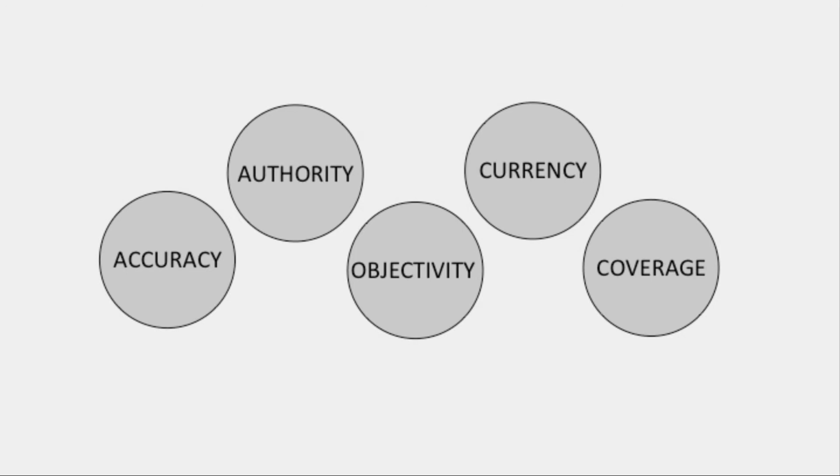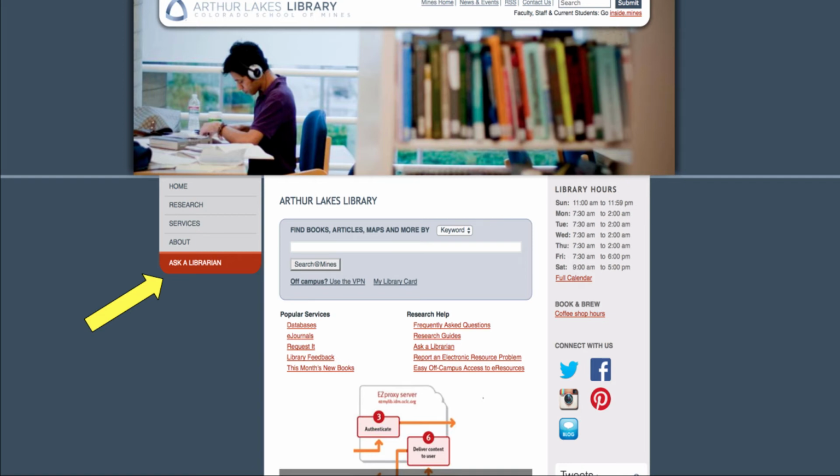By considering the accuracy, authority, objectivity, currency, and coverage of the web pages, you'll be able to quickly eliminate poor resources and find the best sources for your research. When in doubt, reach out to a librarian for help identifying and retrieving the best information resources.